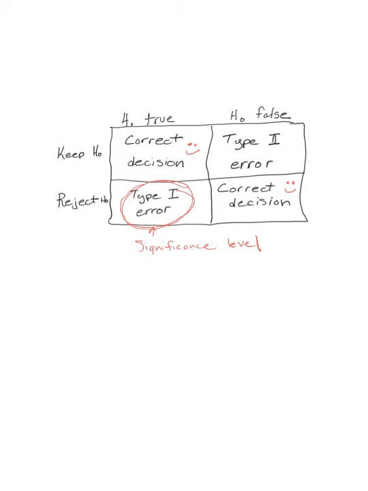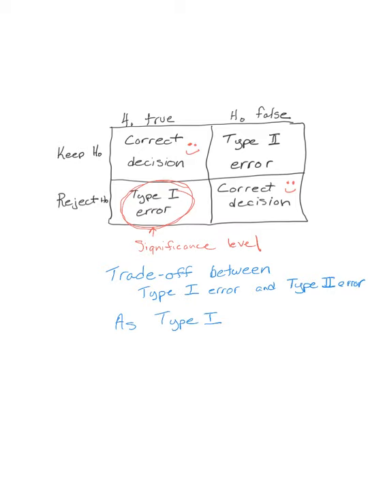And the reason is, as we'll see more on the next page, there is a trade-off between type 1 error and type 2 error. As type 1 error goes down, type 2 error increases. And likewise, as type 1 error increases, type 2 error decreases. So we can't just choose type 1 to be arbitrarily small, because if we do, that's going to make our type 2 error very large.